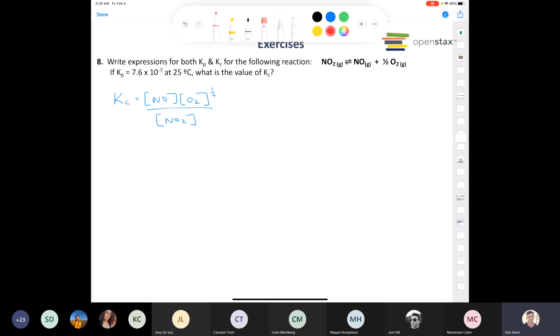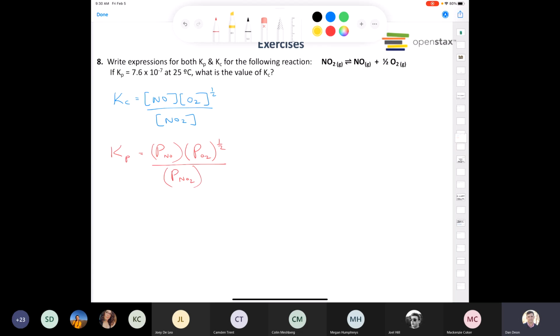If I want to write an expression for Kp, the way that I do that is a little different. You write the pressure, the big letter P of NO, times the pressure of O2 to the power of 1/2, divided by the pressure of NO2, like that. And that's how you would write an expression for Kp.